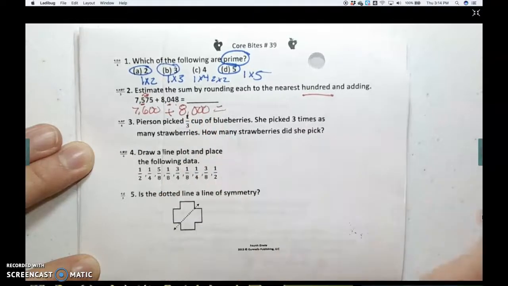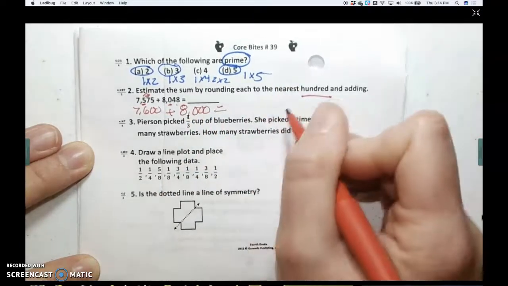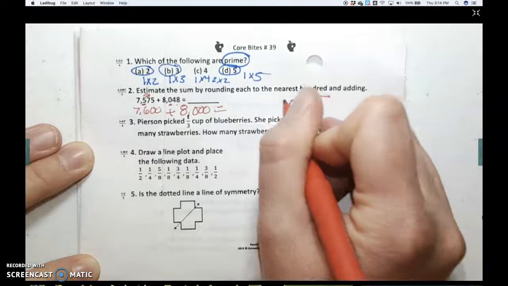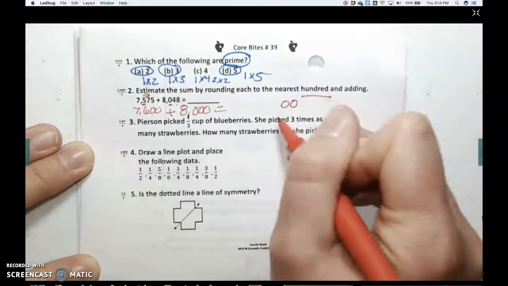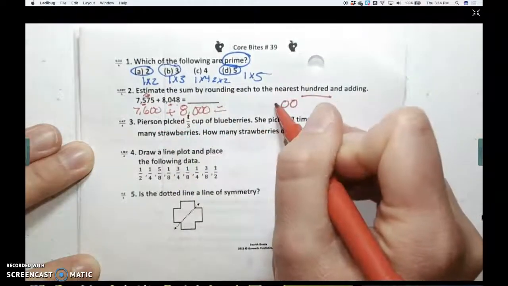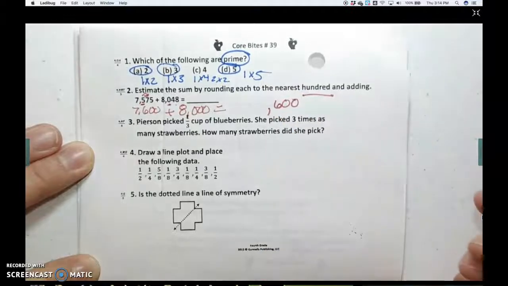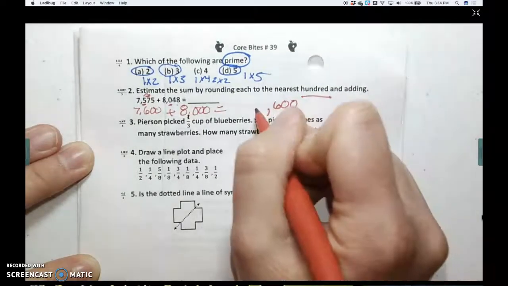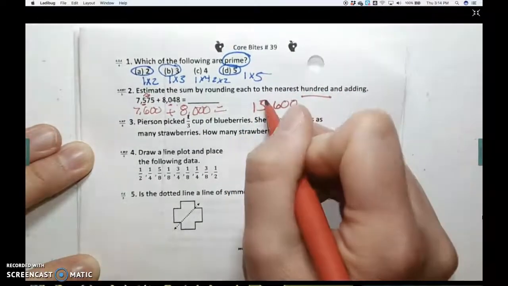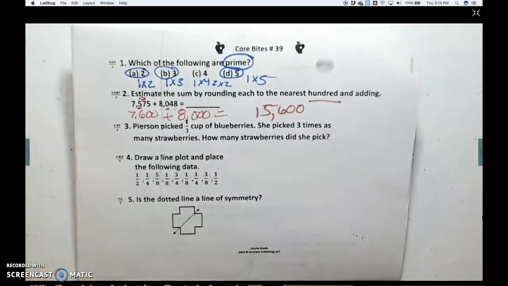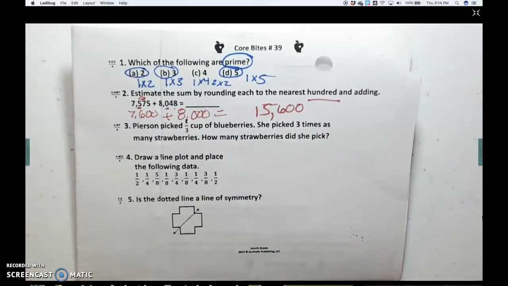Okay, if you add them together, you would have 2 zeros, and then you have the 600. And then you would have 8 plus 7, which would give you 15. So your answer would be 15,600.